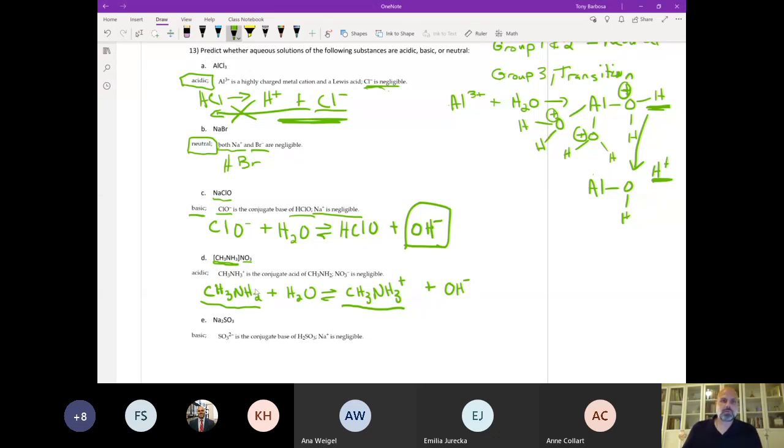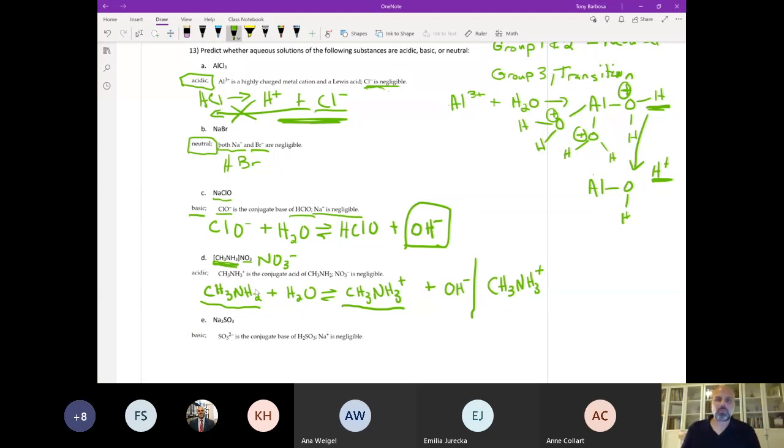When we're looking at this compound, the CH3NH3, we have to say that it is actually a positively charged ion. You needed to recognize that because the NO3 is the negatively charged ion here. So that's the counter ion. We'll talk about that in a minute.